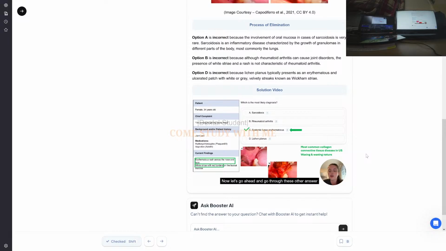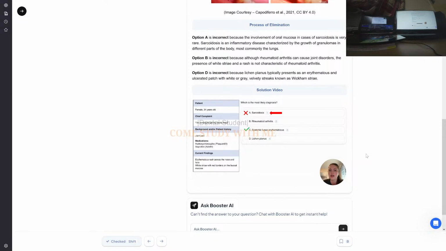Now, let's go through these other answer choices, talk about what they are and how they're similar and different to our diagnosis here. We'll start with sarcoidosis. This is a multisystemic granulomatous disease of unknown etiology. This inflammatory disease involves the growth of granulomas in different parts of the body, most commonly affecting the lungs. It's somewhat common, but oral presentations of this disease are pretty rare.